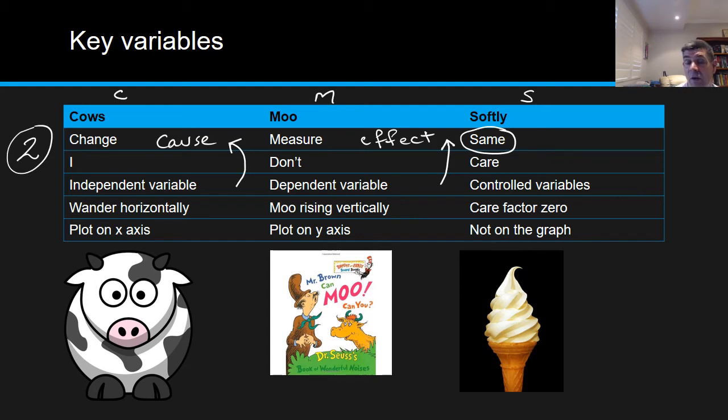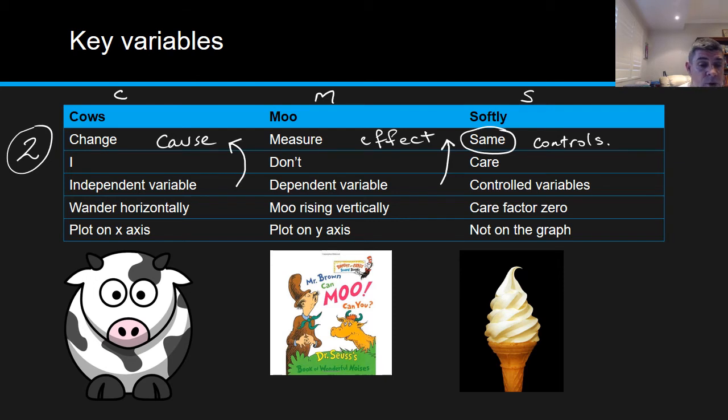The care itself is the control, and you remember when I discussed the same, we want to make sure that we have controls. We either change things that we want to change and keep everything else the same, or we use certain conditions and keep them the same for each thing that we look at. These are the control variables.